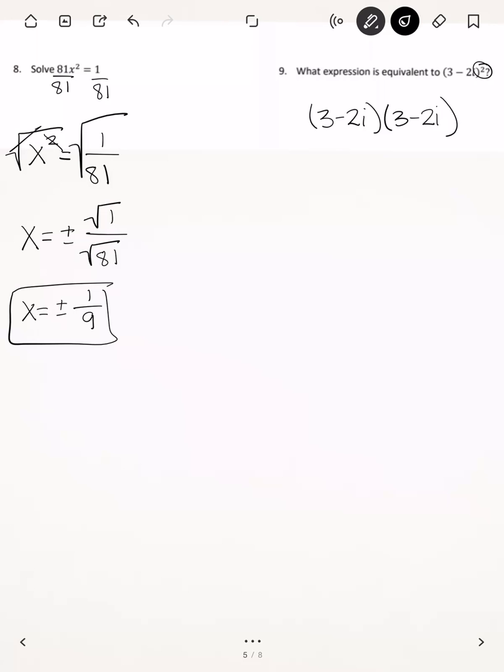For those of you that like FOIL, this is where you do first times first, outer times outer, inner, and last. I'm not a FOIL fan.